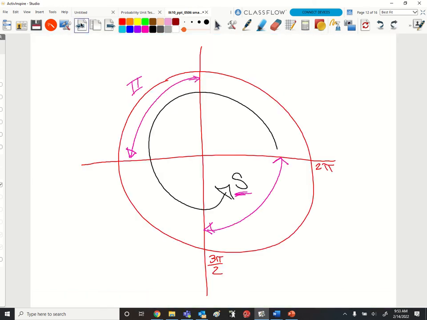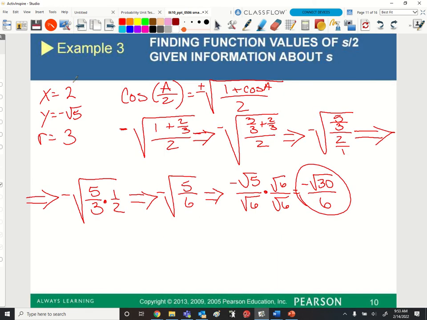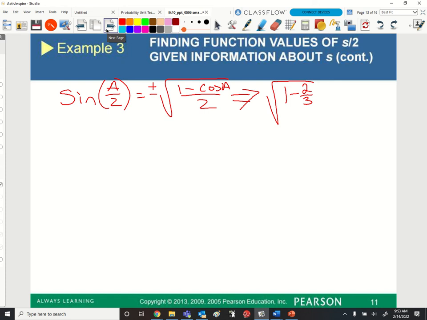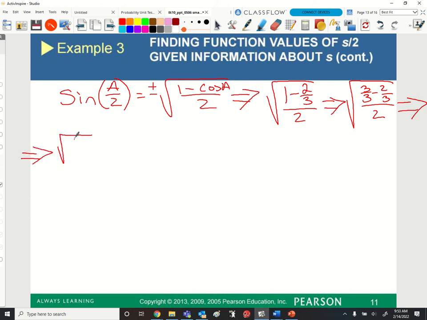over 3, because this is my x over my r again, because this is cosine. And yes, this is correct because I am finding sine, but I'm plugging in cosine. That's part of my formula for this, and that's why it always works. So again, keep going, and it's going to be 3 over 3 minus 2 over 3 divided by 2. So I get square root of 1 over 3 divided by 2.